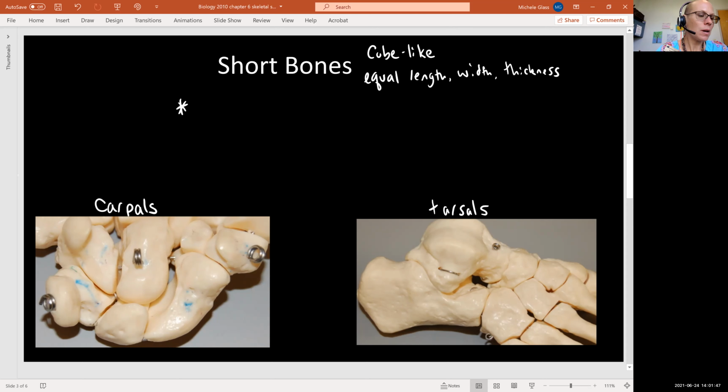The job of your short bones is to provide stability, support, and there's not usually a whole lot of movement associated within these bones. So they're more like the stabilizers.